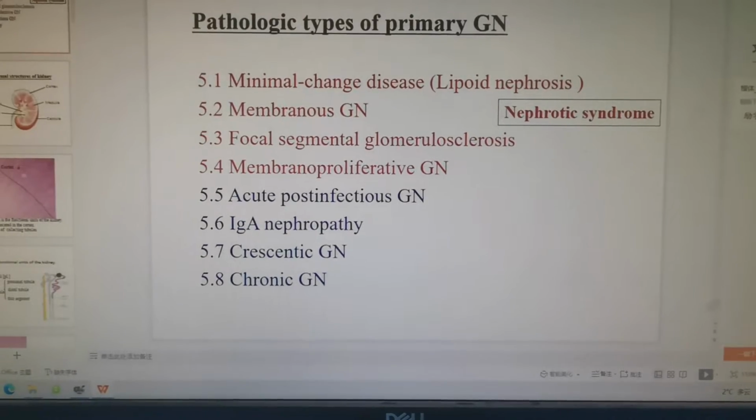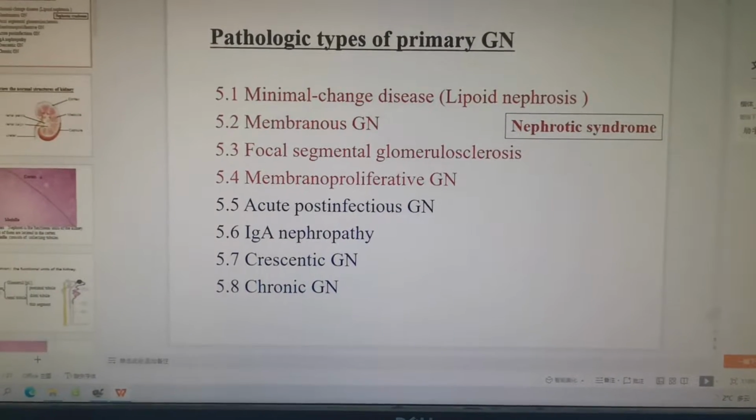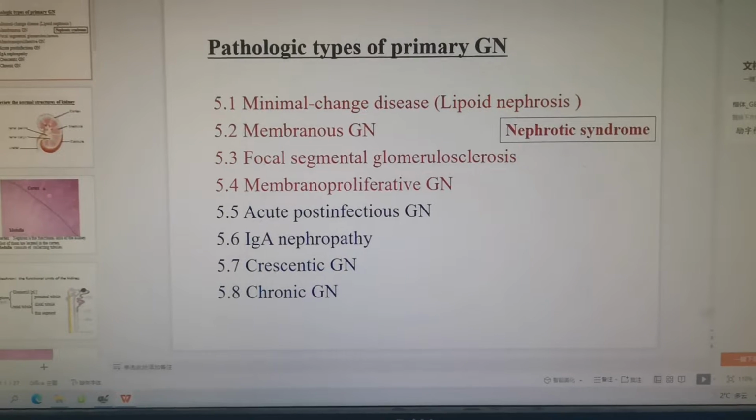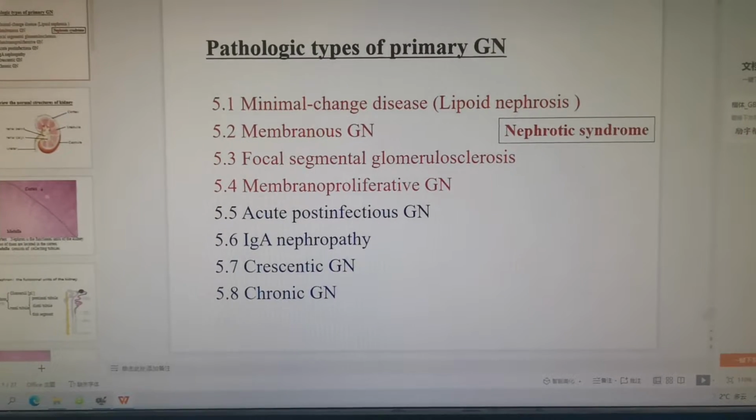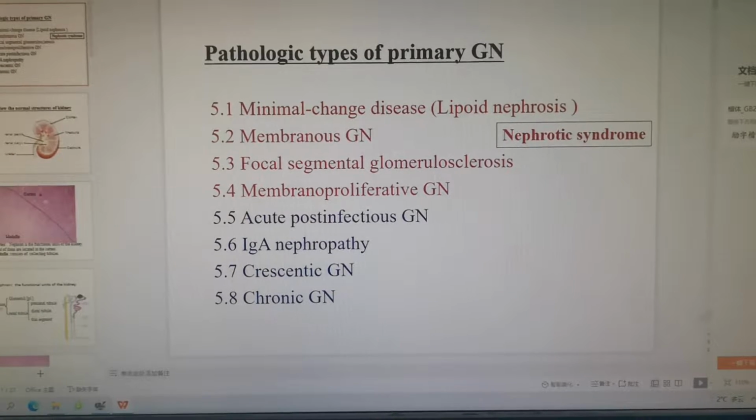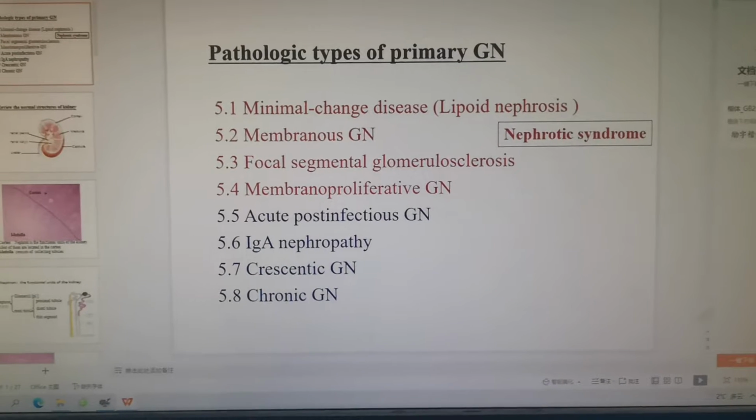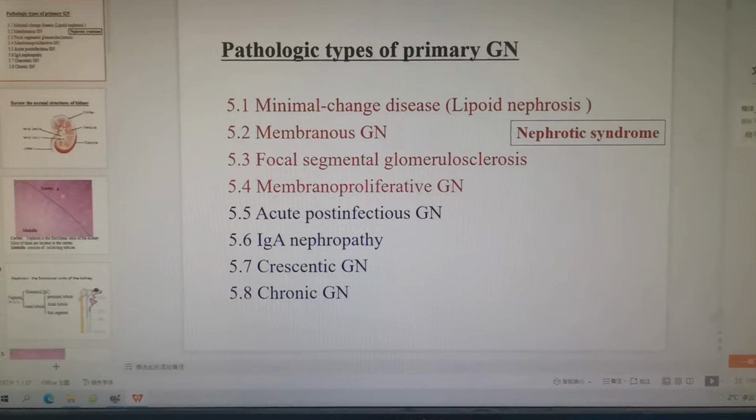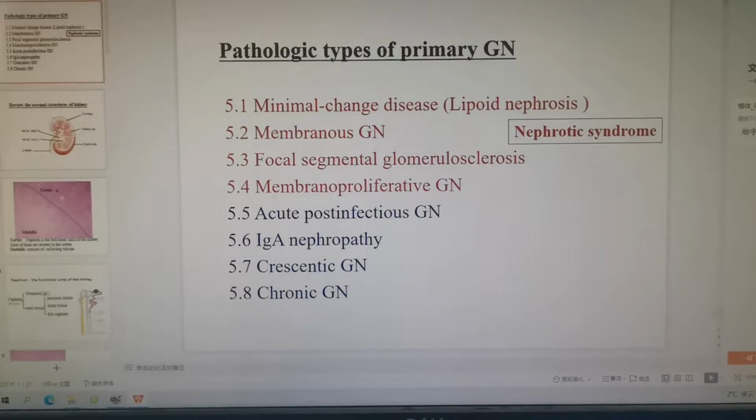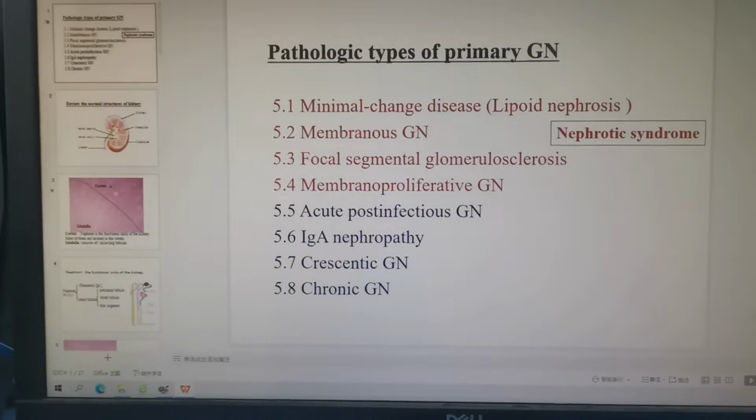This slide is about the diseases of the urinary system. First we'll discuss acute post-infectious glomerulonephritis, and second chronic glomerulonephritis. First the acute glomerulonephritis, then the chronic one. Stay with us and learn.